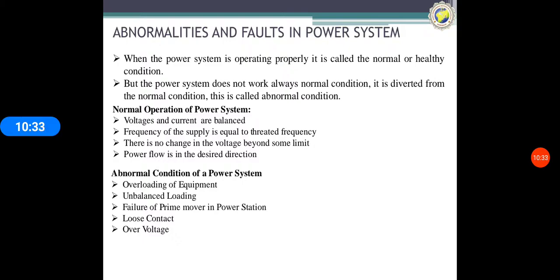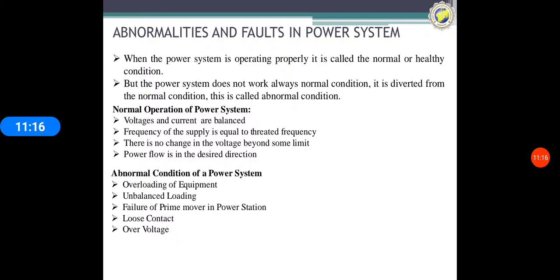Now, what are the abnormal conditions of the power system? The first abnormal condition is overloading of the equipment. This happens when the load on the equipment exceeds its rated capacity, so the current of the equipment increases, more heat is produced, and the insulation over the conductor is damaged. This is called overloading of the equipment.